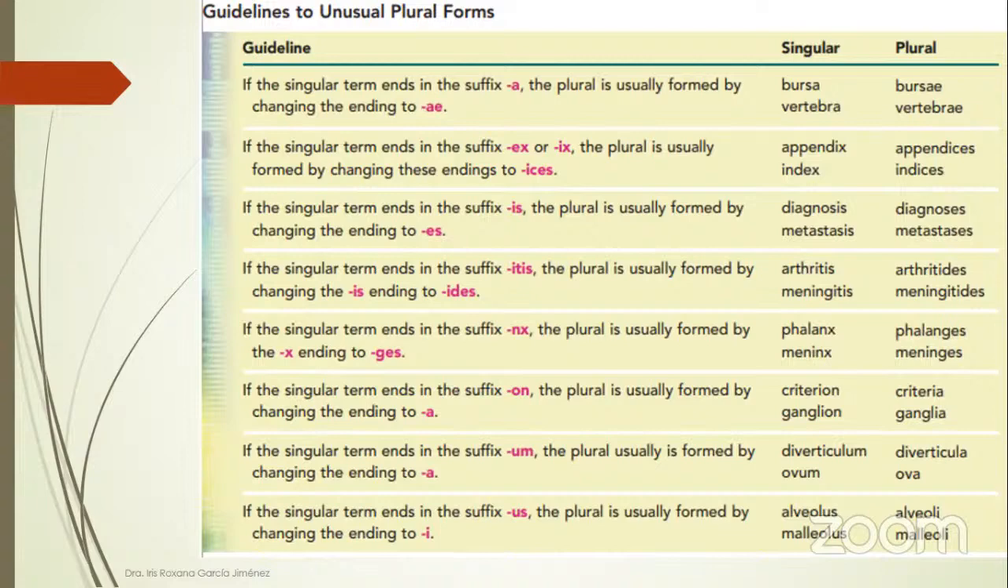While reading, while writing down, maybe we might find these plural ways. They are not a mistake, they're just changing. Another example from the end. If the singular term ends in the suffix um, the plural usually is formed by changing the ending to an a. Diverticulum, diverticula. Ovum, ova.